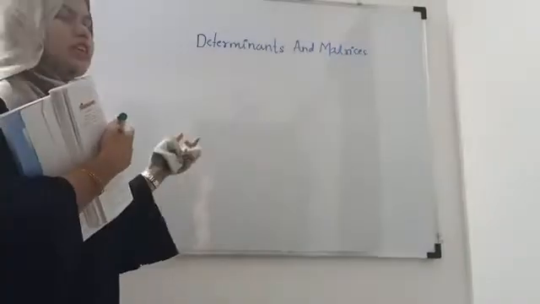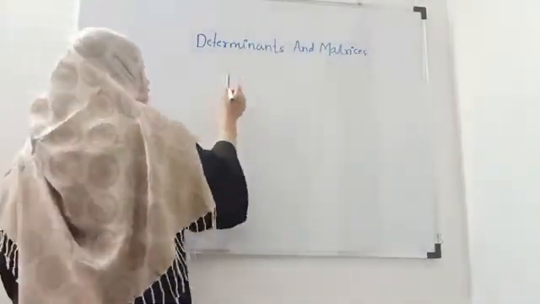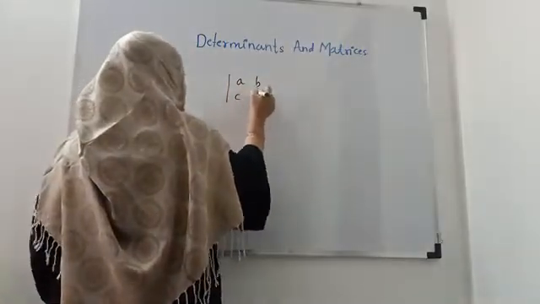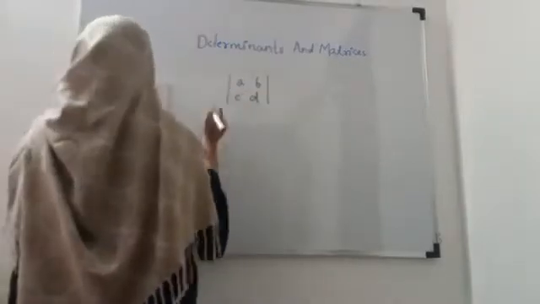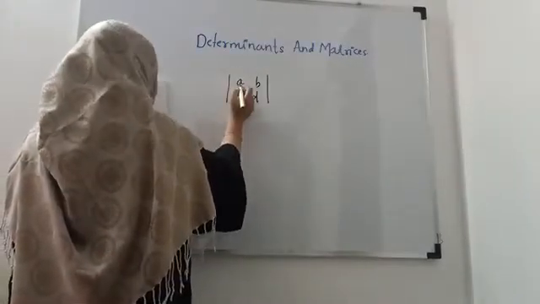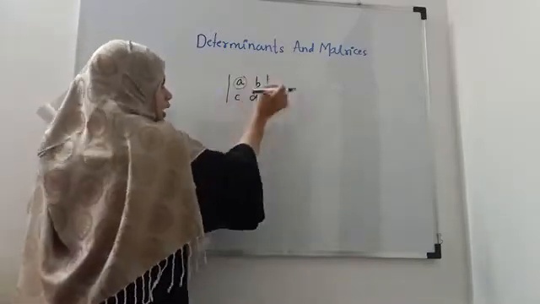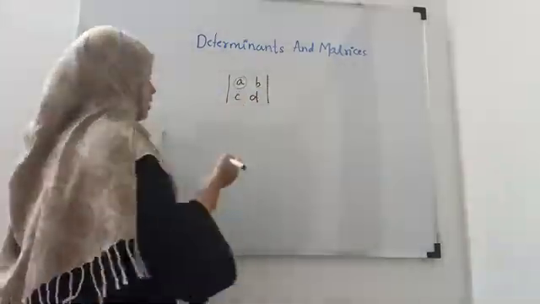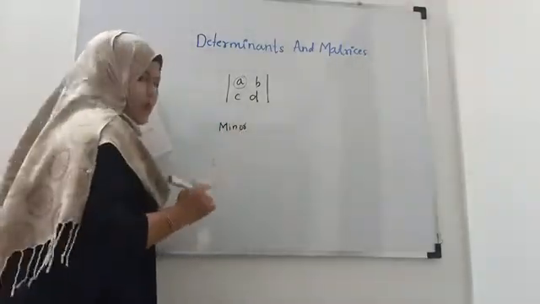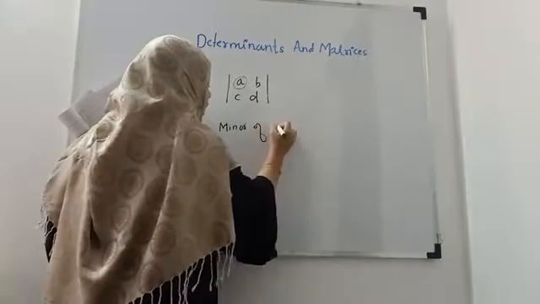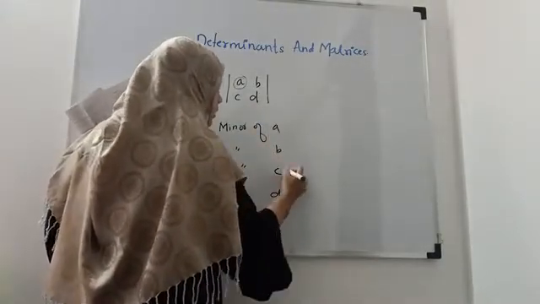See, this formula was for the 3 by 3 determinant. If you have a 2 by 2 determinant, A, B, C, D, then the minor of the first entry, the minor of A, will be what? You can see this and this will be eliminated, and you will be left with D only. Each element of the determinant has a minor: minor of A, minor of B, minor of C and minor of D.